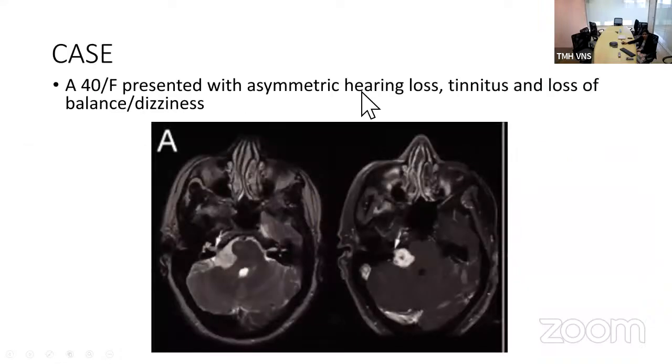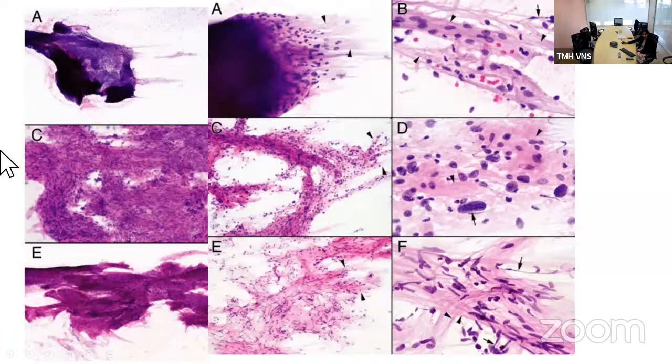Next case, a 40-year-old female presented with asymmetric hearing loss and tinnitus. In this, we can see the tumor is located in the region of the 8th cranial nerve. The tumor is seen to arise from the 8th cranial nerve. And this is an example of schwannoma, again difficult to smear, but some cells can be identified in the periphery and clinging to the blood vessels. The higher power can show these spindle-appearing cells, and some degenerative atypia can also be found.